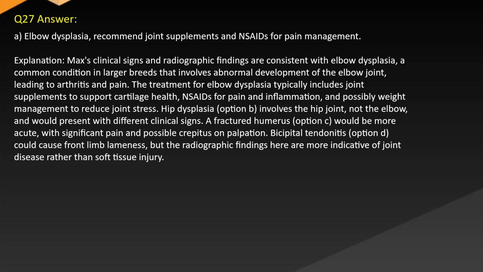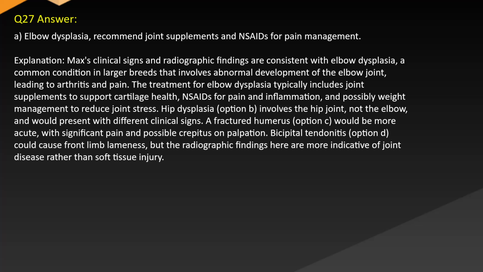Answer A. Elbow dysplasia, recommend joint supplements and NSAIDs for pain management. Explanation. Max's clinical signs and radiographic findings are consistent with elbow dysplasia, a common condition in larger breeds that involves abnormal development of the elbow joint, leading to arthritis and pain. The treatment for elbow dysplasia typically includes joint supplements to support cartilage health, NSAIDs for pain and inflammation, and weight management to reduce joint stress.